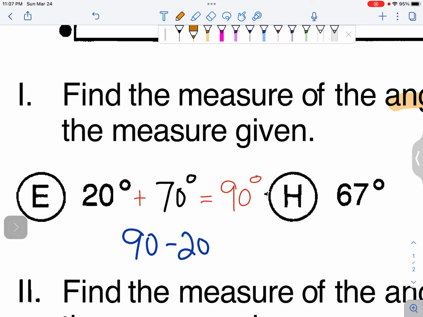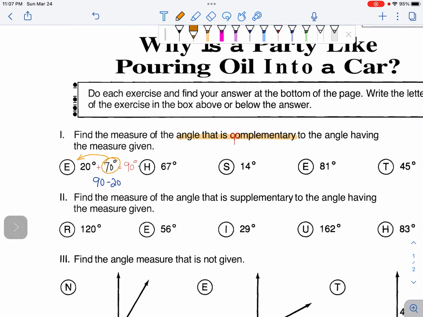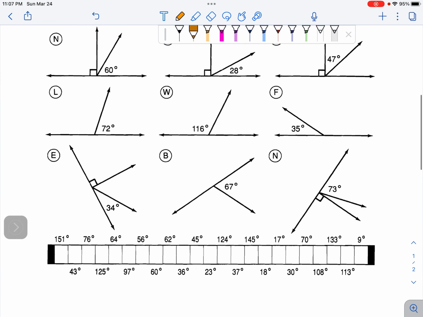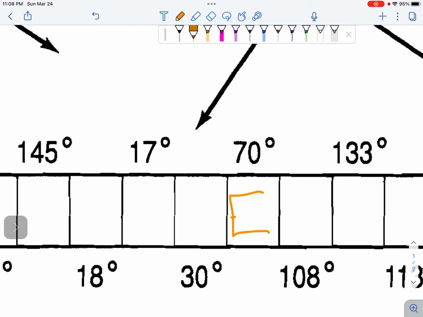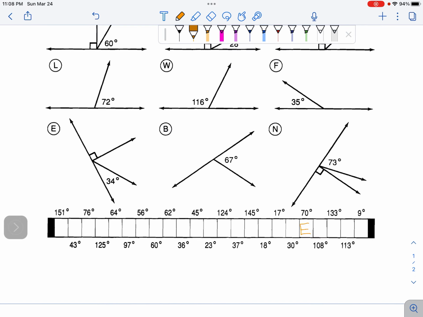So this number right here goes with this letter right there. 70 degrees is E. Under 70 degrees, I write E.